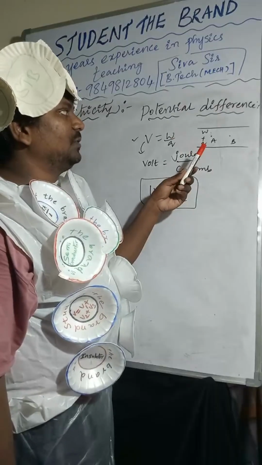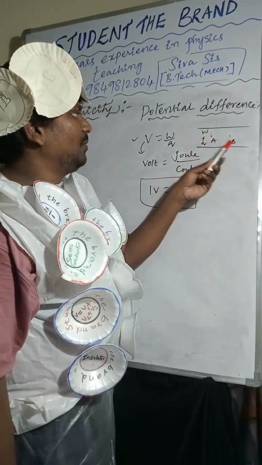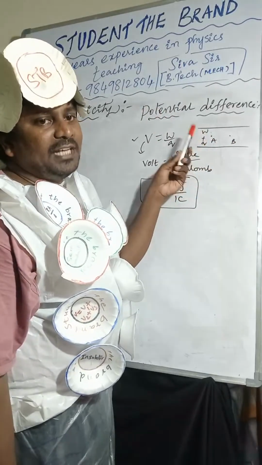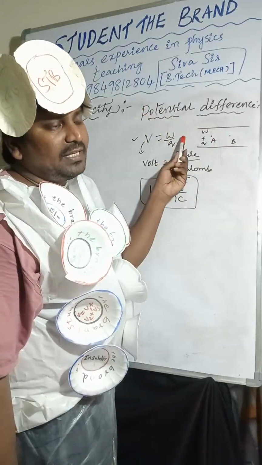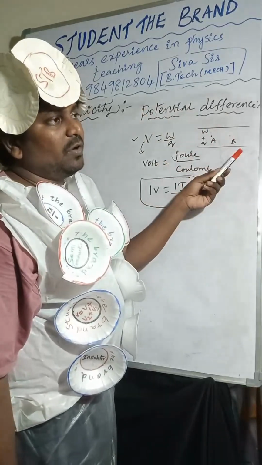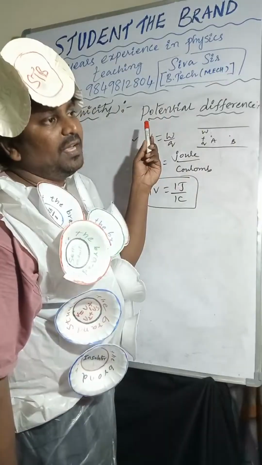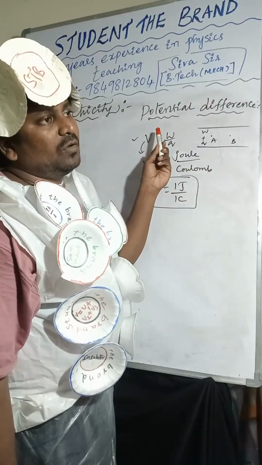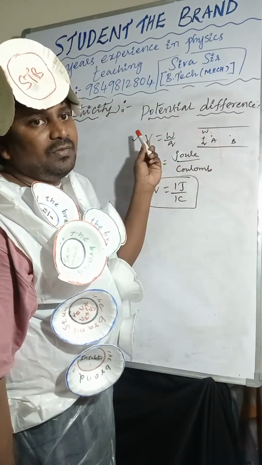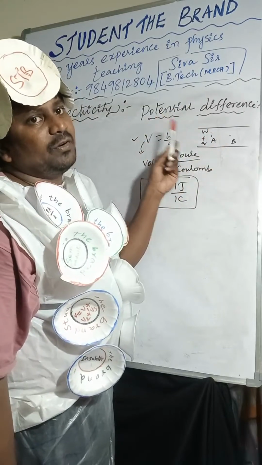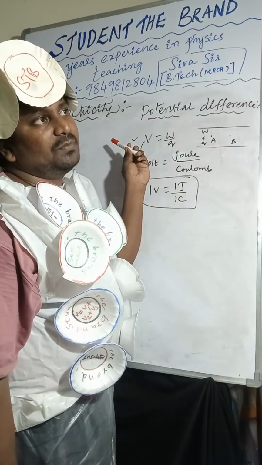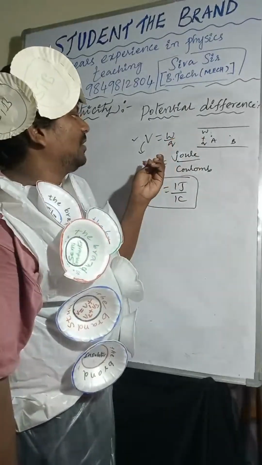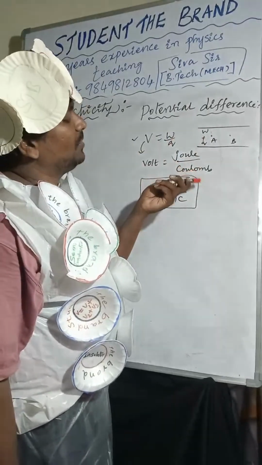One joule of work is done to bring 1 coulomb of charge from point A to point B. That is nothing but 1 volt. So 1 volt is equal to 1 joule per 1 coulomb.